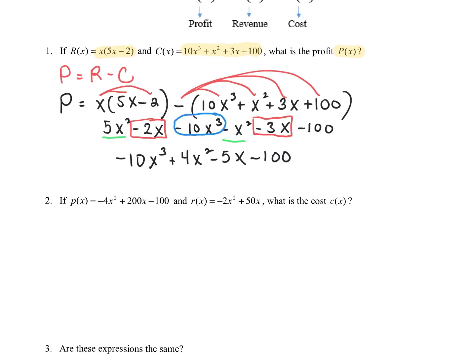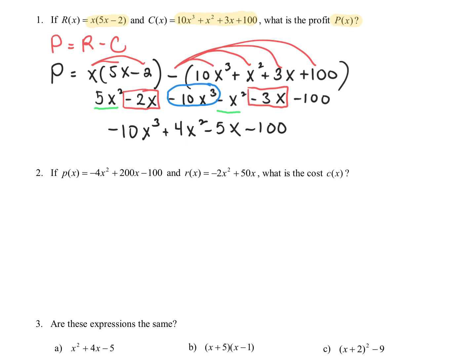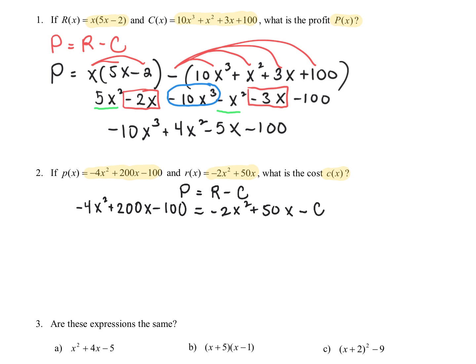All right, next question. We have a P, we have an R, and we want to find our C. So again, I'm just going to set up the little formula here. People really care. We're given a P, so our P is going to be on the left side of the equal sign. Our R is on the right side of the equal sign. And we are looking for our cost, which we do not know.